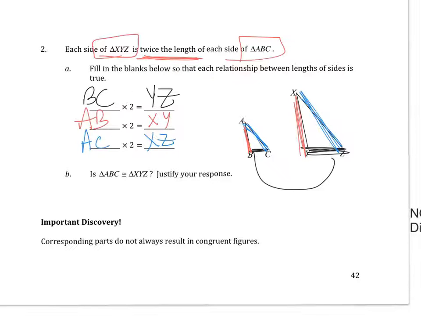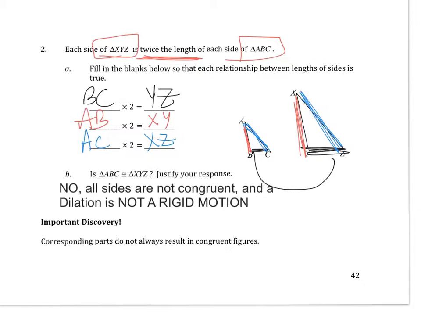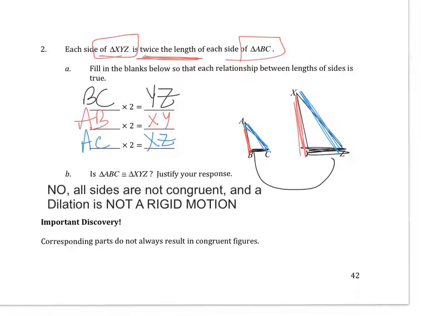Now this is an interesting thing. It asks, are the triangles congruent? And immediately you should realize that we probably did some form of a dilation on this triangle. And no, all the sides are not congruent. And a dilation is not a rigid motion. Therefore, the triangles are not congruent. This leads us to probably the most important discovery in this case, which is the fact that corresponding parts do not always result in congruent figures. So if you have a dilation, they are not congruent figures.